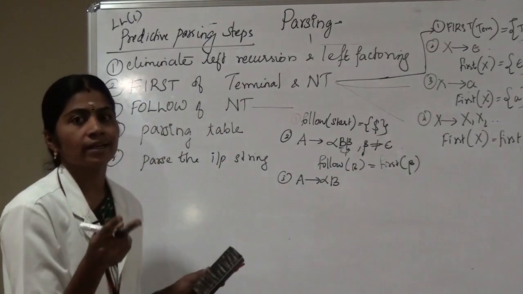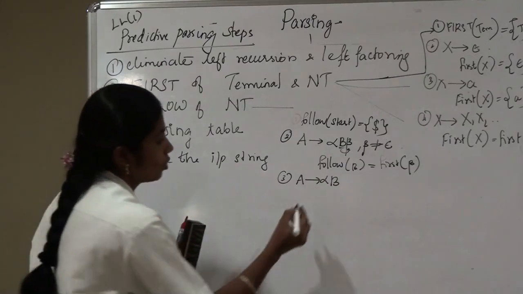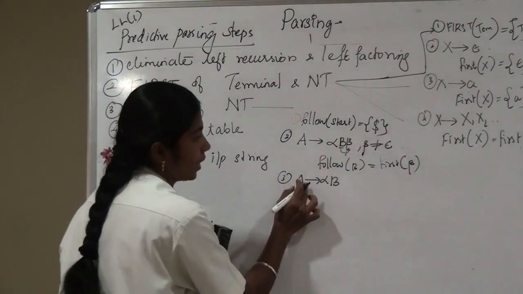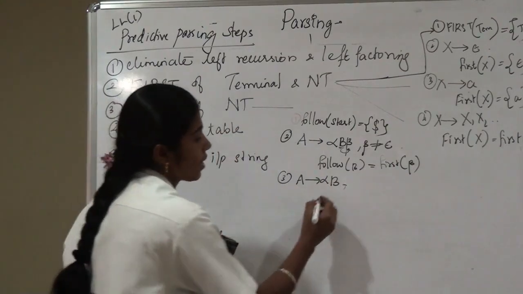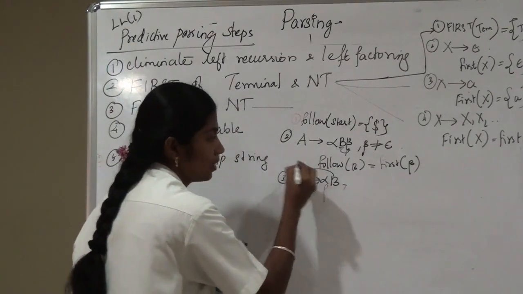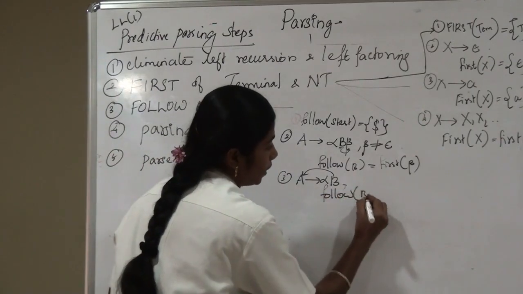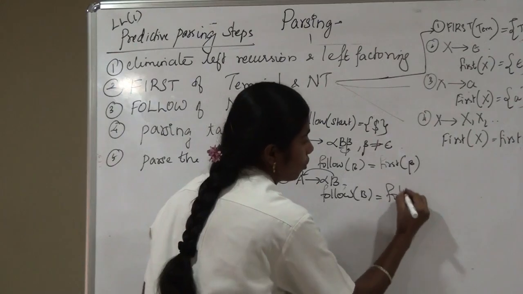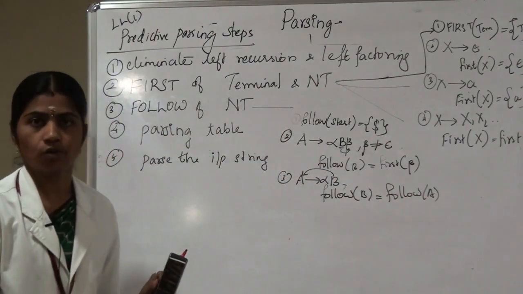If beta is epsilon, it is understood that there is nothing following this B. So if your production is of the format A derives alpha B, then no one is here, so I have to go for the left hand side. So follow of B is given as follow of A. Follow of B is follow of A.